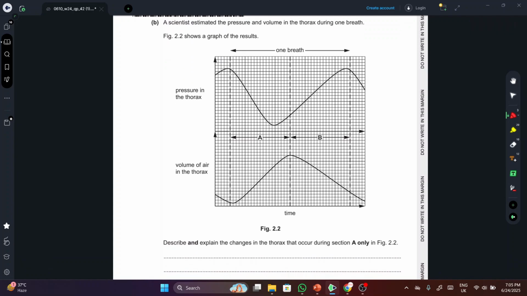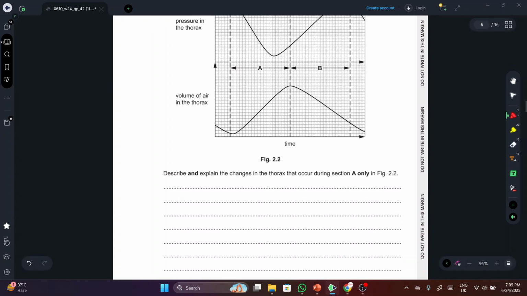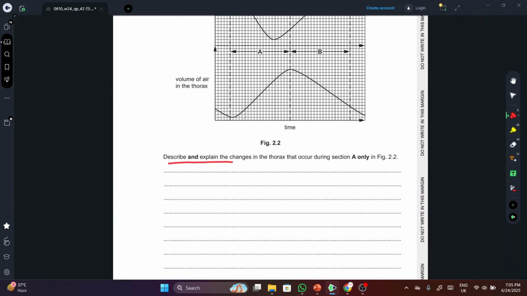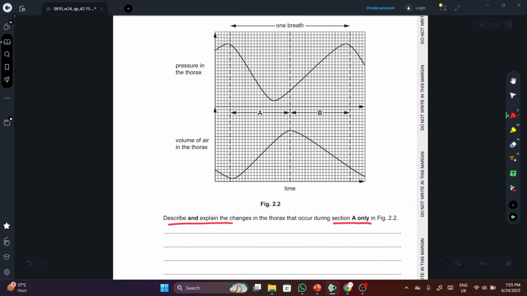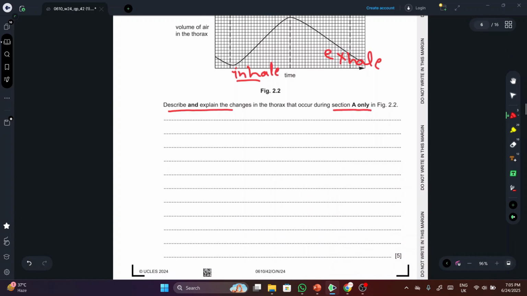The next part is related to pressure in the thorax and the volume, and the breathe in options: describe and explain the changes that occur during section A. Section A is the area of inhalation, and this is the area of exhale. How do we decide that this is the area of inhalation? The pressure is decreasing and volume is increasing, so that's why it's the process of inhalation.